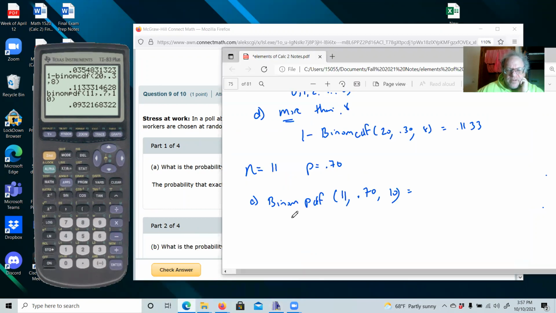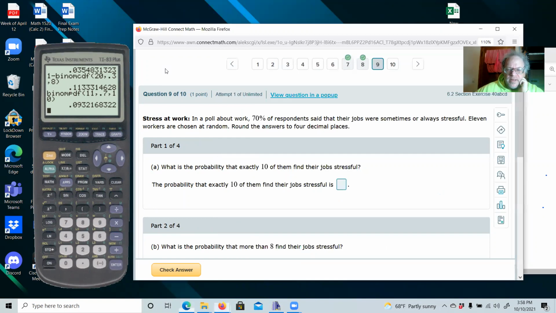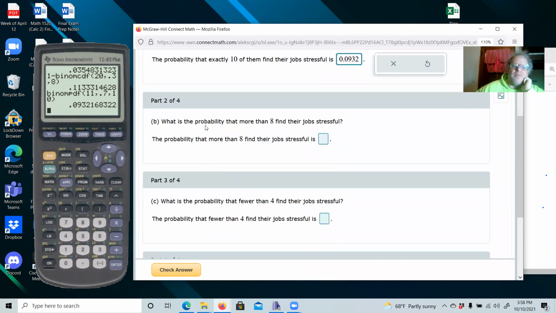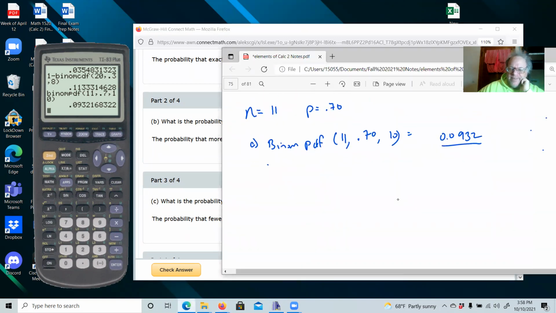Okay, so what are we going to do here? We're going to say this was 0.0932. Okay, so 0.0932. All right. Part B: the probability that more than 8 people find their job stressful. More than 8. What numbers are more than 8? 9. 9 is more than 8. So 9, 10, and 11.